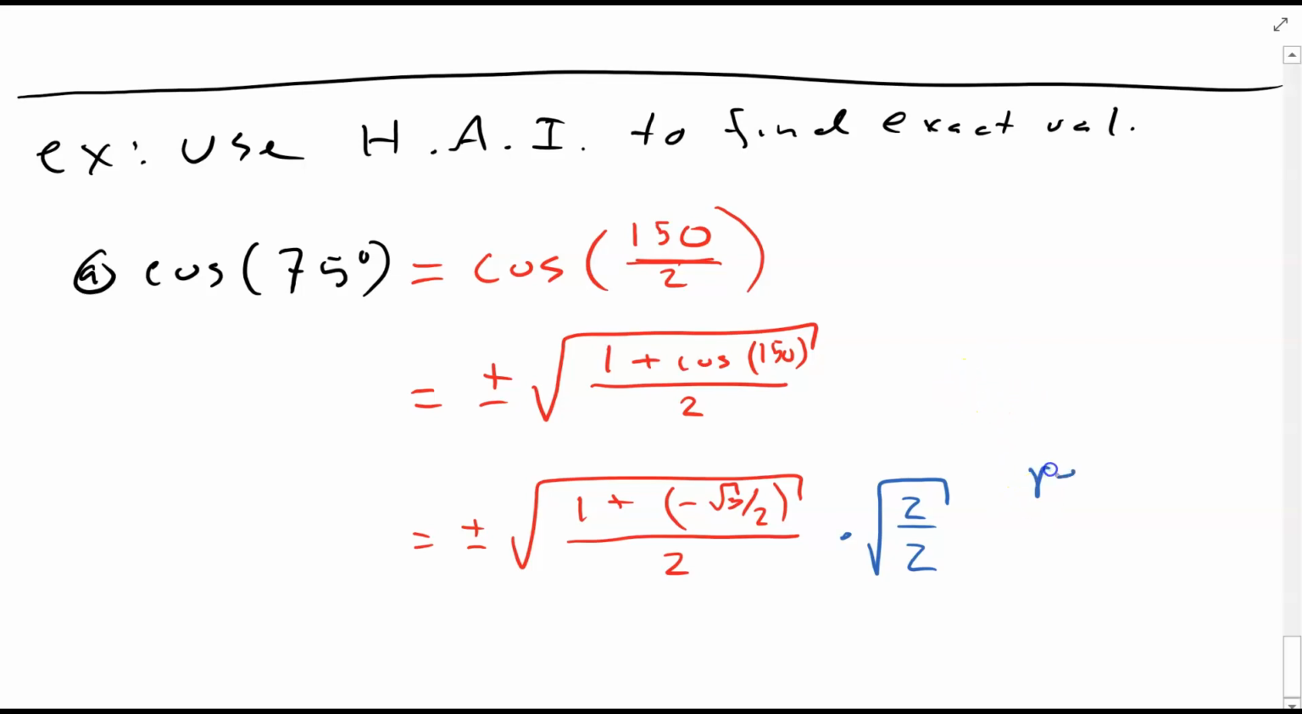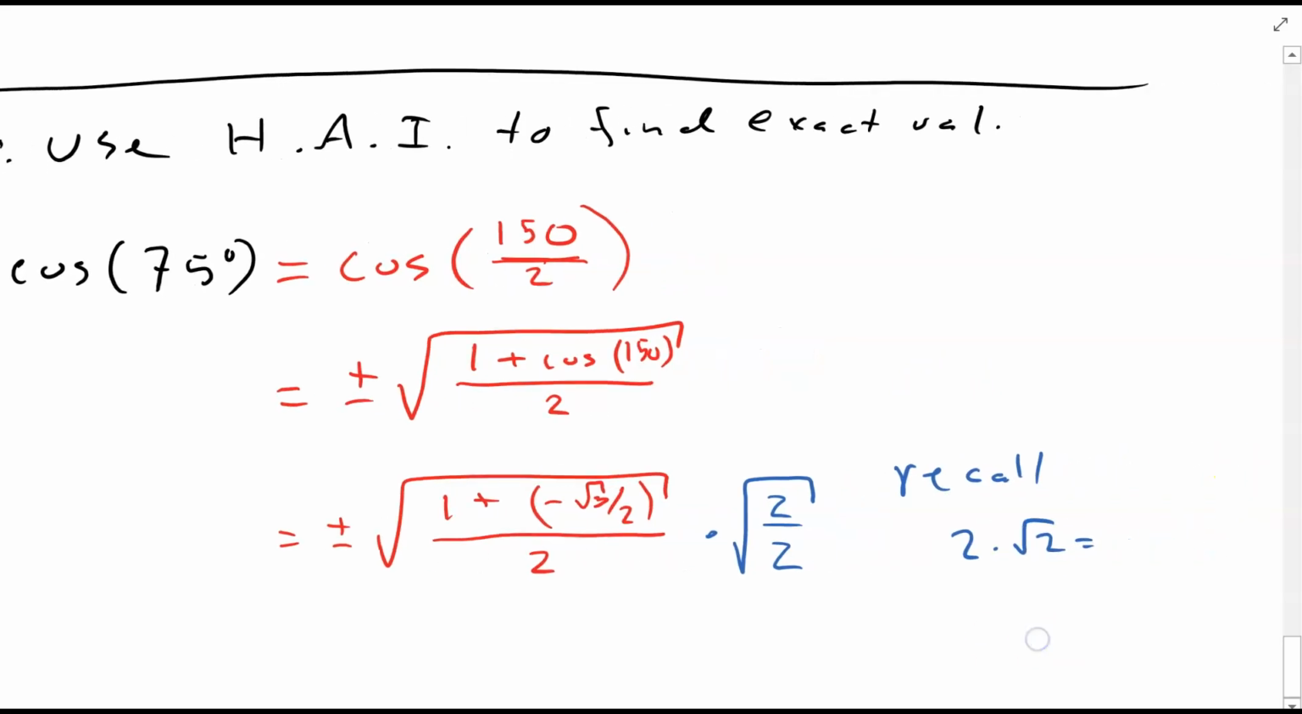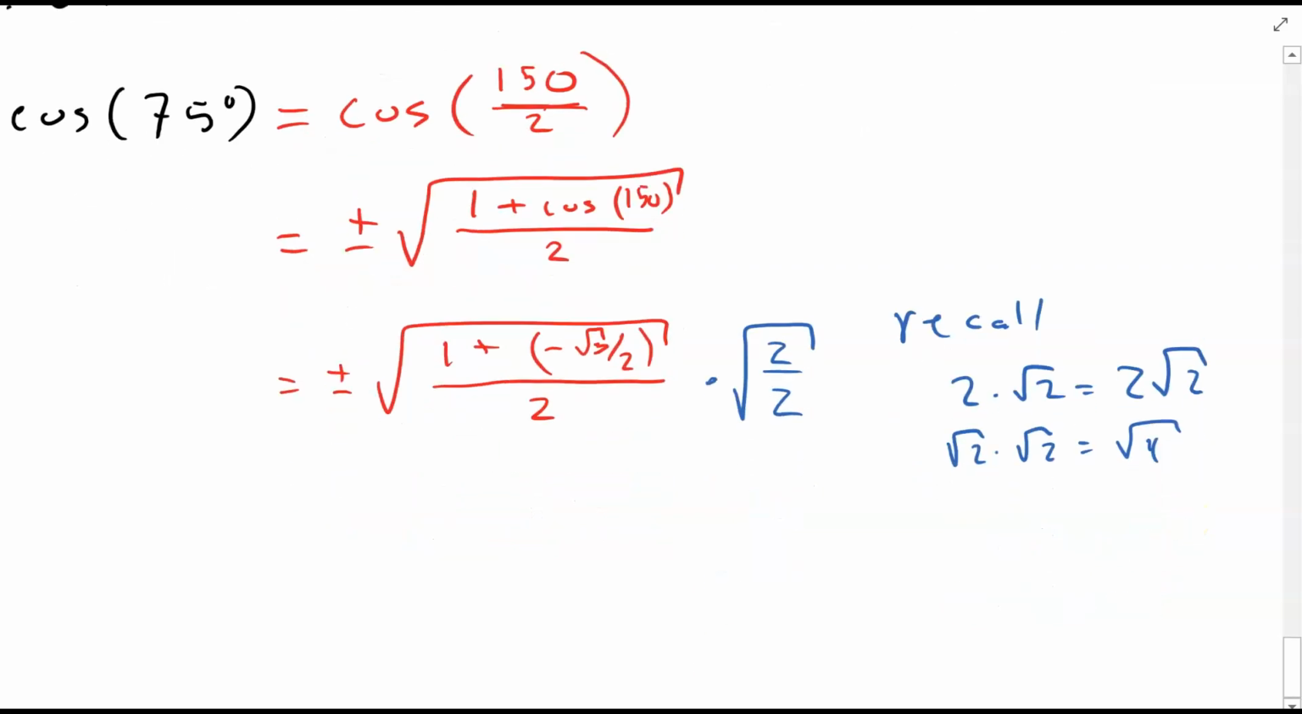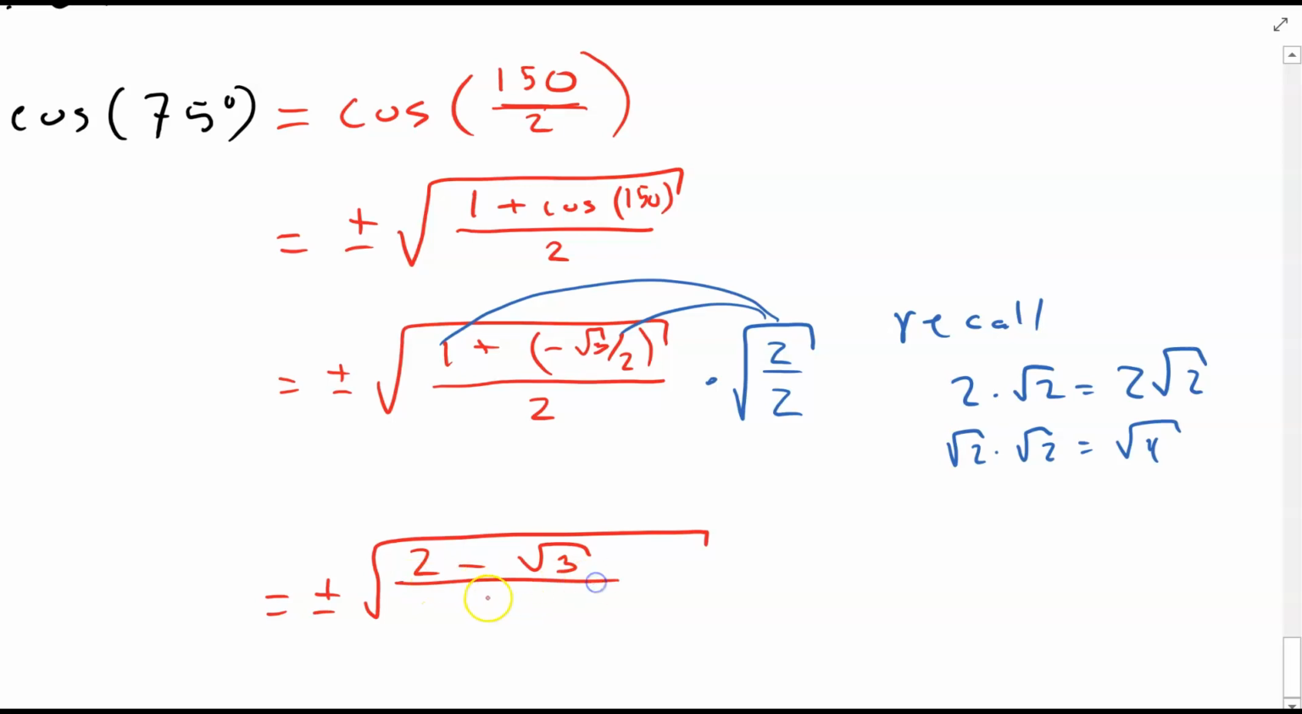I mean, just recall that, say, 2 times the square root of 2 is just 2 root 2, right? But the square root of 2 times the square root of 2 is the square root of 4, right? That's what we need to take advantage of. So these can then distribute in. So I'm going to get 2 minus square root 3 over 4. Everybody agree with that?